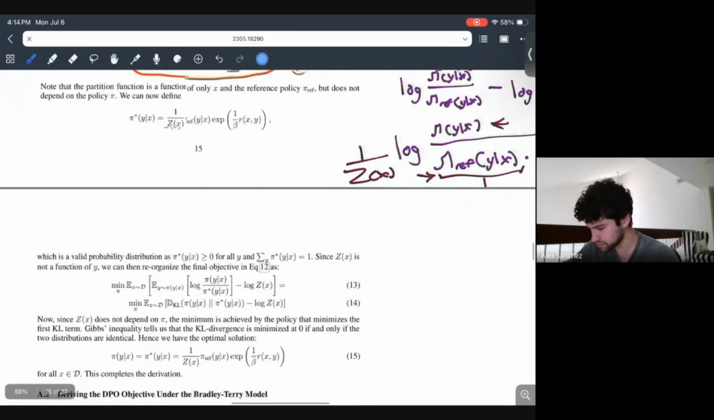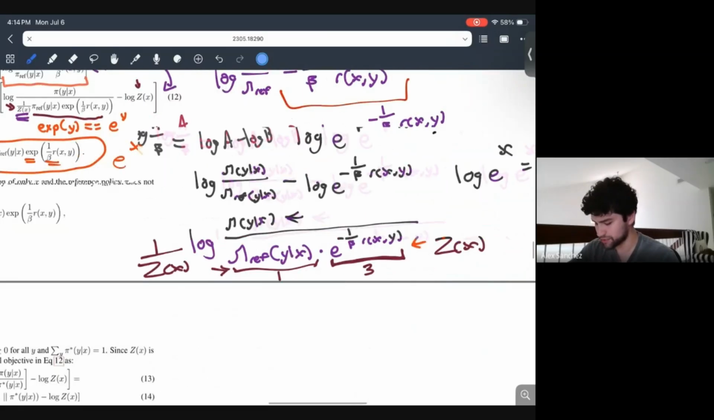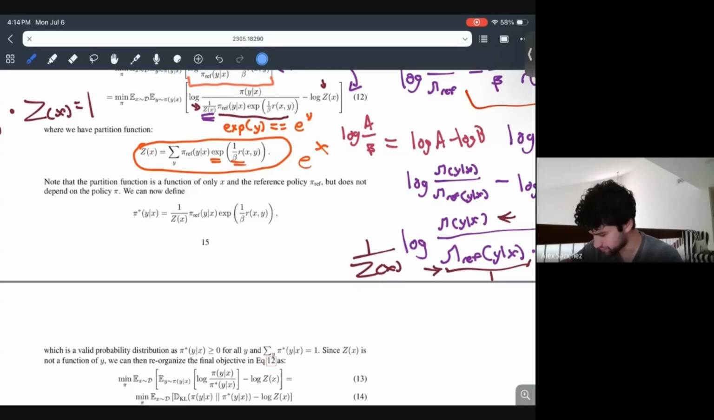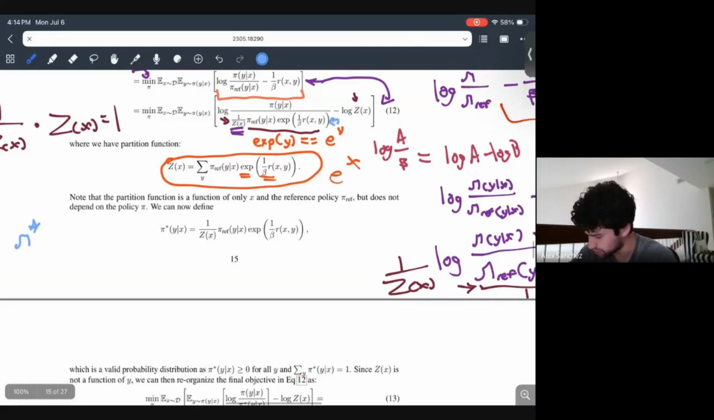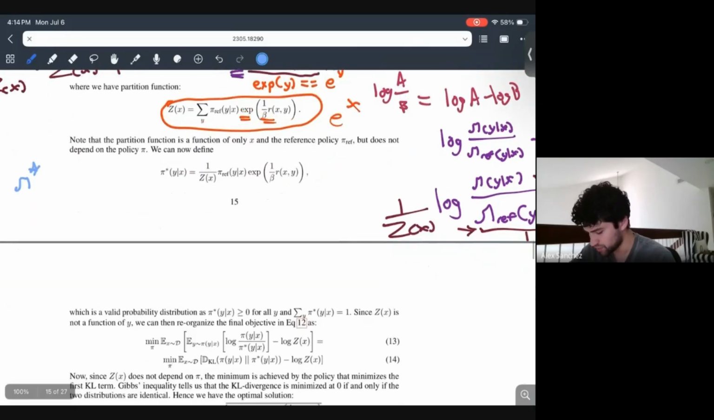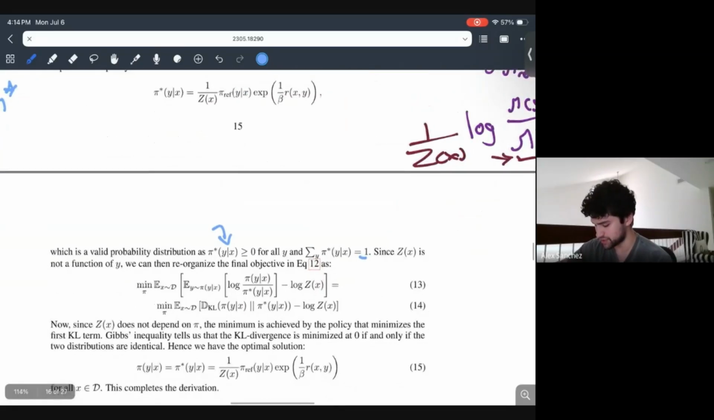And now what we're basically defining is this part, this pi star, is our optimal policy. Basically, the best policy we can have. We define it as the denominator that we found down here. This is a valid probability distribution, as the optimal policy distribution is greater than 0 for all y, and the summation is 1. And since z of x is not a function of y, we can reorganize this.